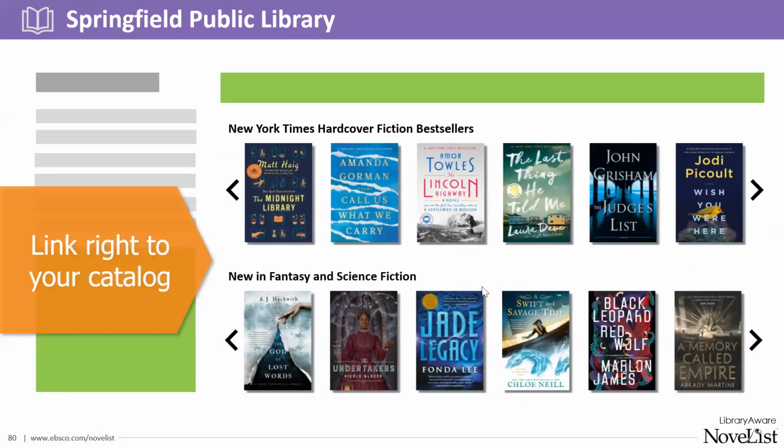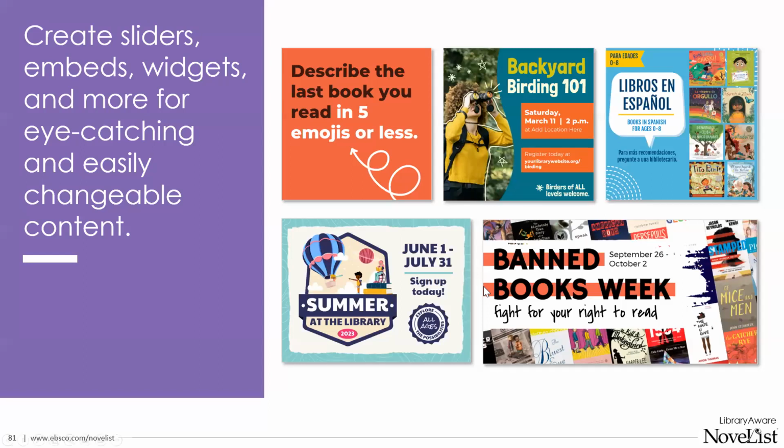In addition to the book widgets, we have all kinds of templates of different sizes and different aspect ratios that you can also add to your website, either as a standalone image or as sliders or embeds or different widgets. Or you can share them out on social media. Library Aware links directly with Facebook and with Twitter. So right from Library Aware, you can push content or schedule content ahead of time to Facebook or Twitter.